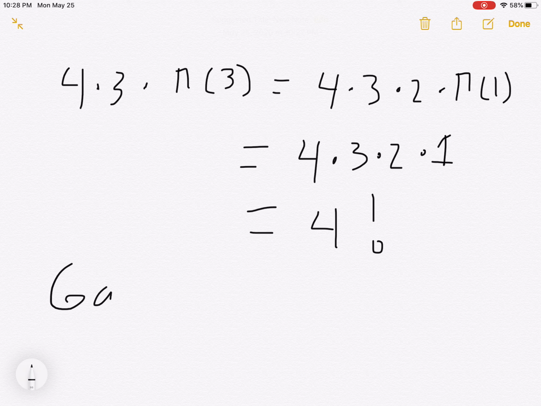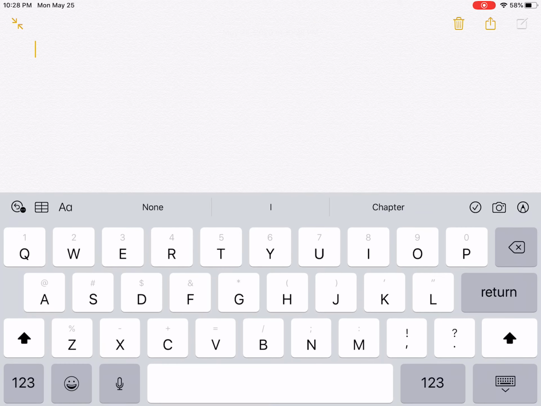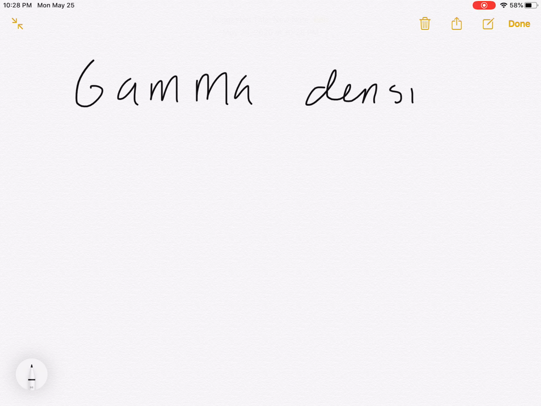So the gamma function is a factorial. And that's just a neat little fact. Okay. Now, there's one more thing that I'd like to talk about, which is a gamma density.